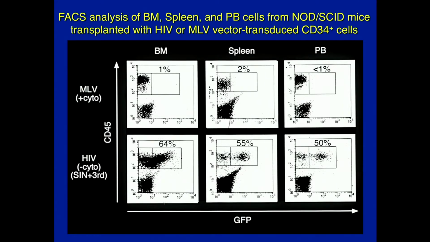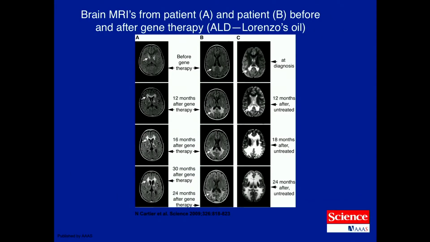If we take our typical MLV vector, we see hardly any production. But if you now use our HIV vectors, you could see that in the bone marrow or the spleen or the peripheral blood lymphocytes, you make a tremendous amount of the foreign protein. So that really sets the stage now to use hematopoietic stem cells for a wide variety of diseases, and that's really the most successful. There are over 700 clinical trials now, and I'll show you one such example.